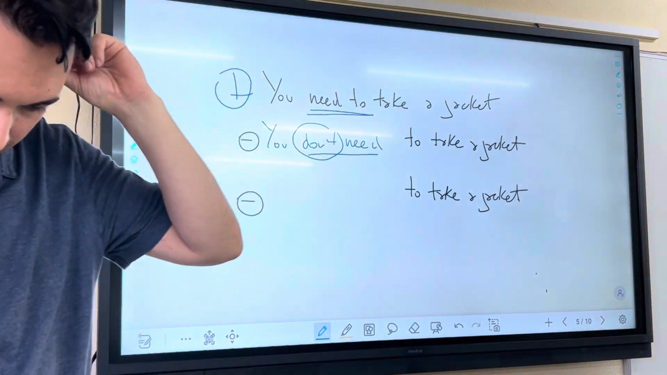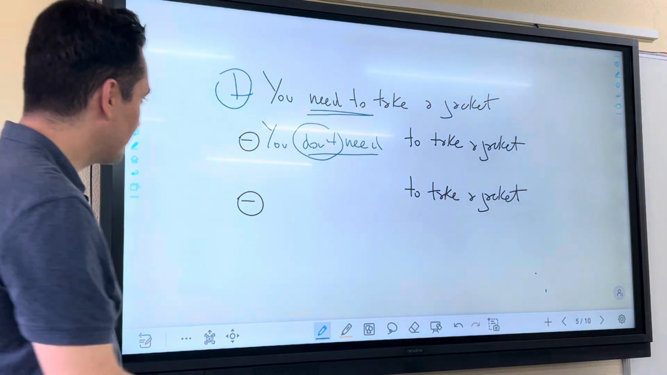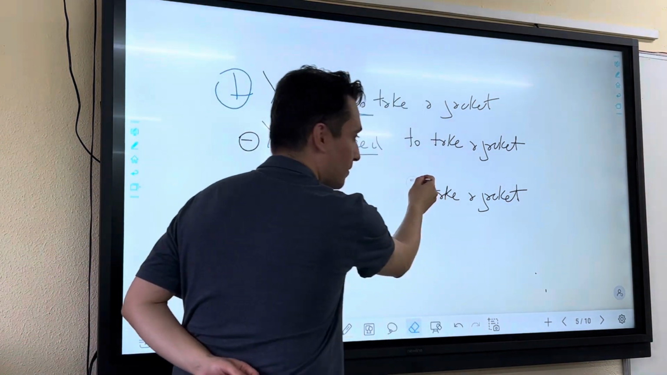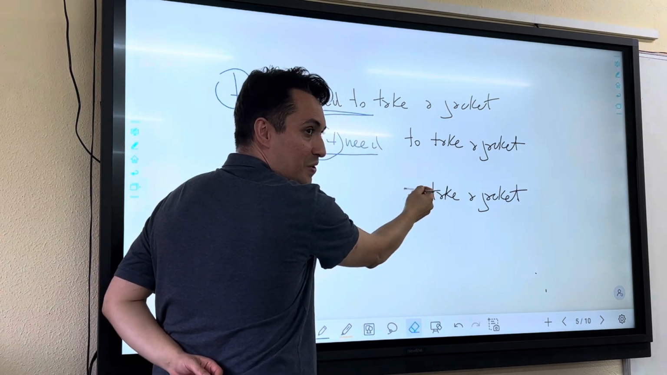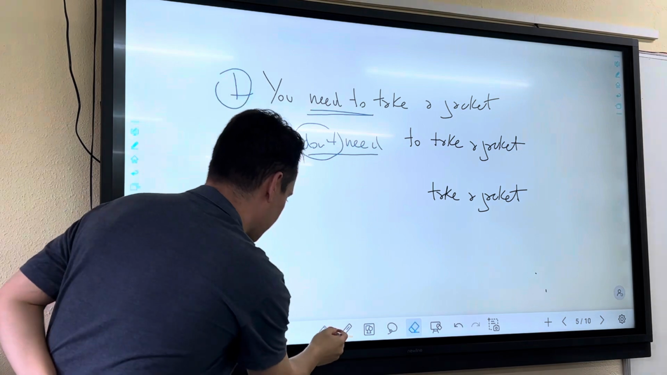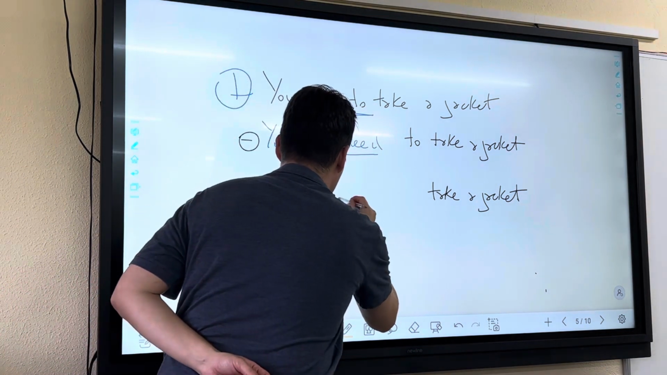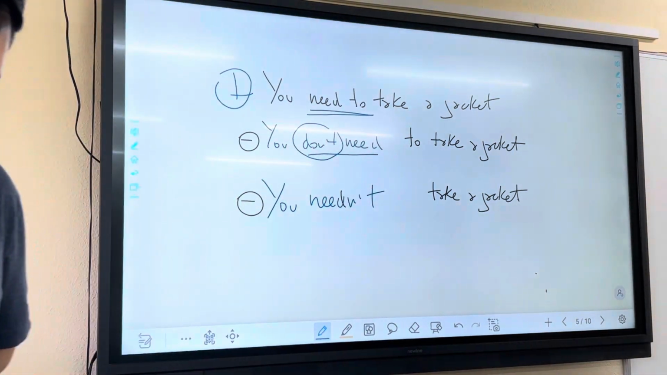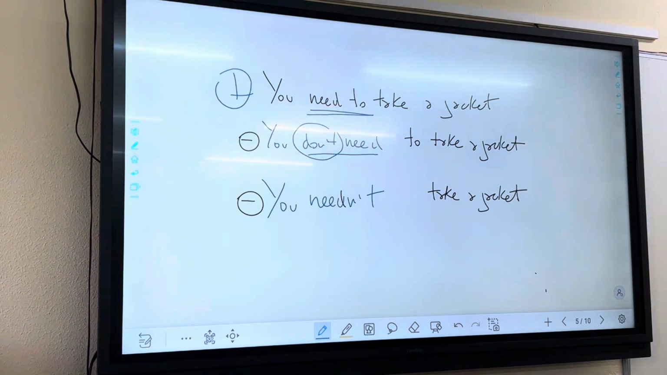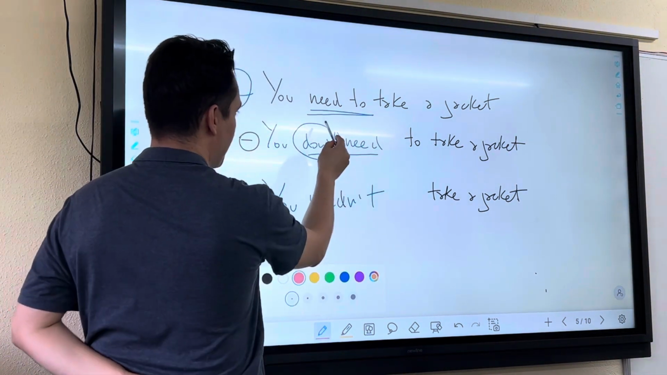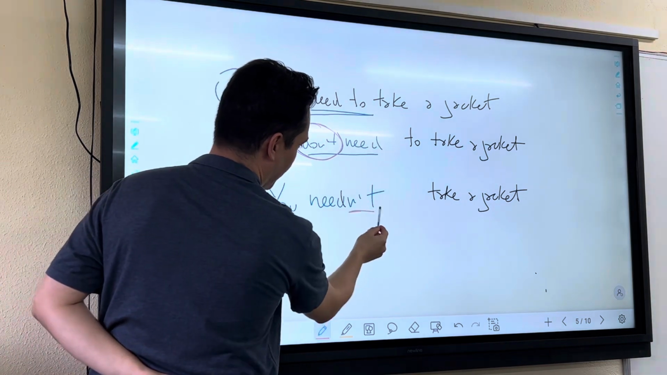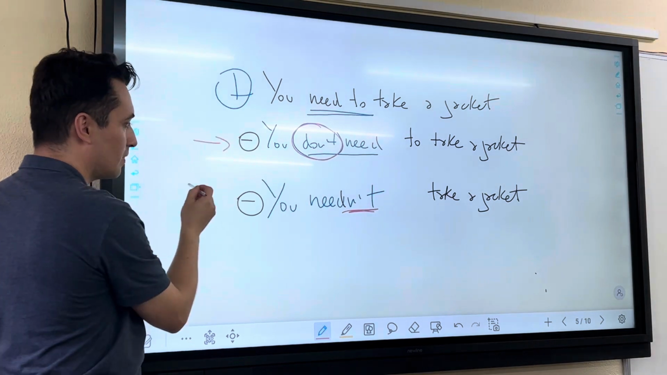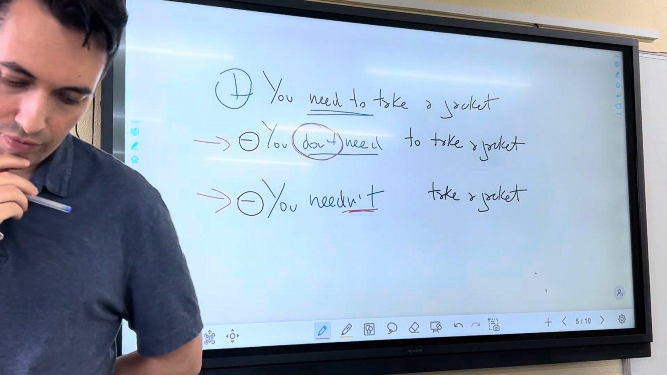And there is another way to make it negative. Needn't. You needn't take a jacket. And then I'm erasing to here. We don't need to, yeah? You needn't take a jacket. So remember, you can negate need in two ways. With the auxiliary don't or with not here, needn't. Nonetheless, there is a difference between this and this. There is a little difference.